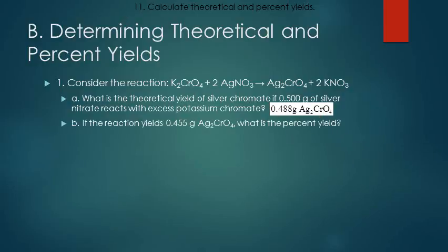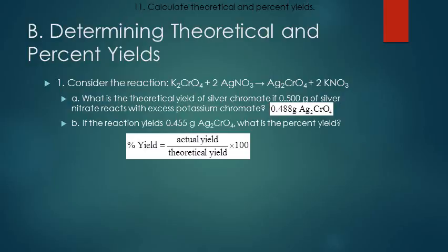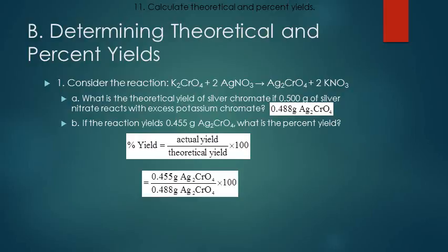Now let's say we actually do this reaction and we collect our silver chromate product and it yields 0.455 grams of silver chromate. We want to know what our percent yield is. So recall that is simply the actual yield divided by the theoretical yield times 100. We're told that we collect the 0.455 grams of silver chromate, so that's my actual yield, divided by the 0.488 gram theoretical yield that we already found, and then we turn that into a percentage. That will give you 93.2% yield.